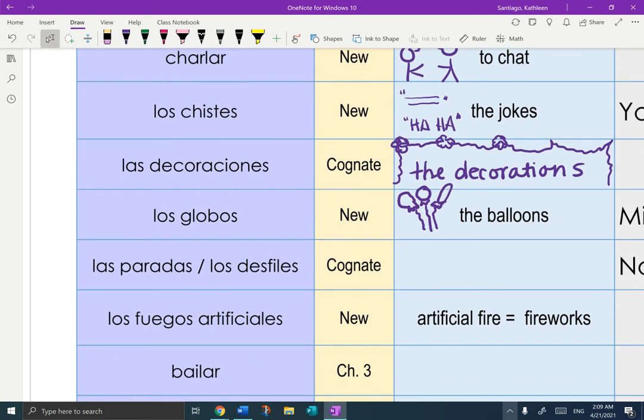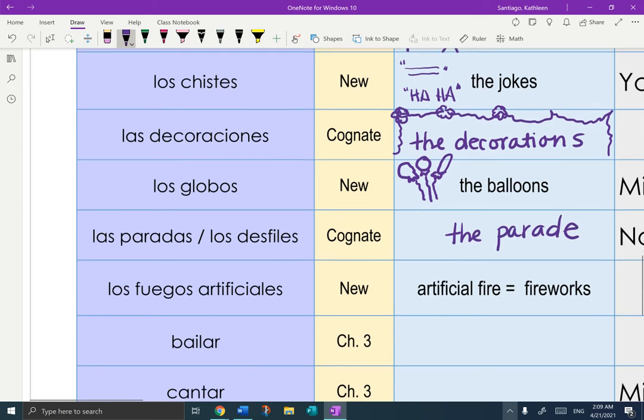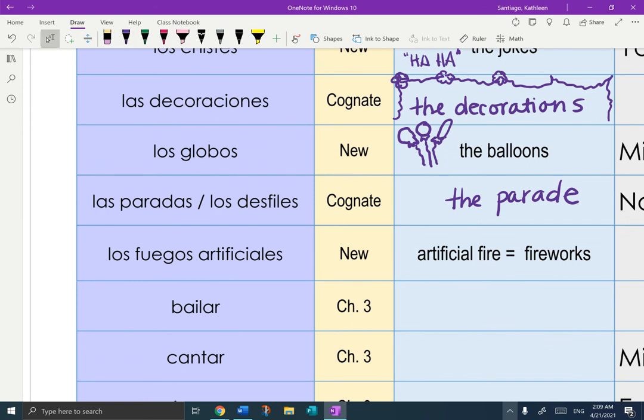Las paradas or los desfiles. Okay, parada is a cognate. Maybe not desfile, but parada is. So when you're watching, you might see the fire trucks go by. I can't really draw one. It would be a lot, but it is a parade. Los fuegos artificiales, right? Really what you're saying is artificial fire. So we mean fireworks. So I'll put some fireworks here. Okay, so our fuegos artificiales.